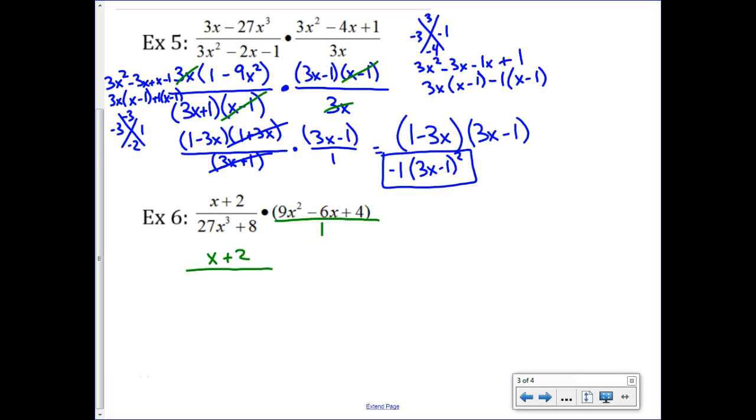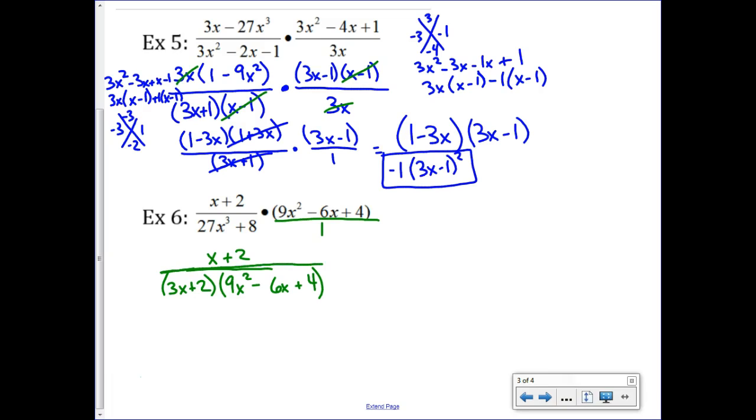What I see is the sum of cubes here. So remember, we take the cube root. So the cube root of 27x cubed would be 3x. Cube root of 8 would be 2. And then we square it, so 9x squared. We multiply it, so 6x. And then we square it, so 4. And then SOAP, same sign, opposite sign, always positive.